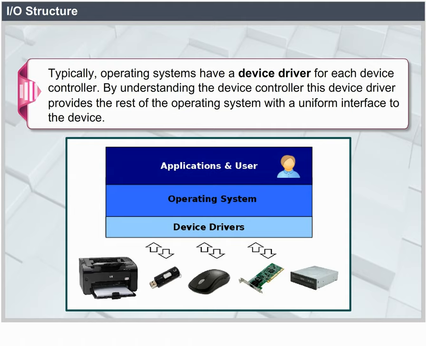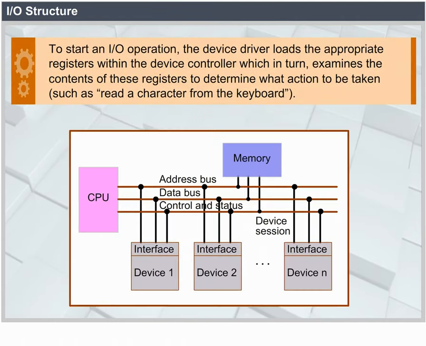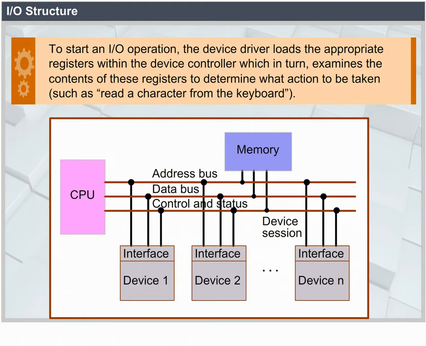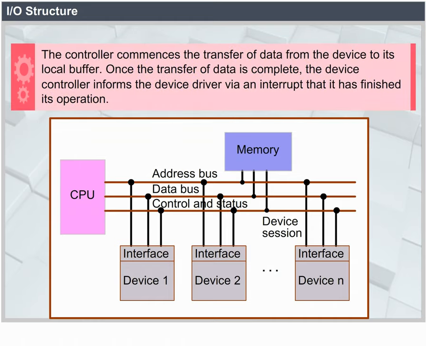This device driver understands the device controller and provides the rest of the operating system with a uniform interface to the device. To start an I/O operation, the device driver loads the appropriate registers within the device controller. The device controller, in turn, examines the contents of these registers to determine what action to take, such as read a character from the keyboard. The controller starts the transfer of data from the device to its local buffer.